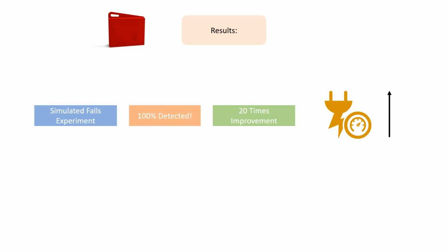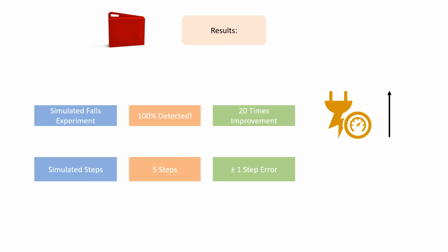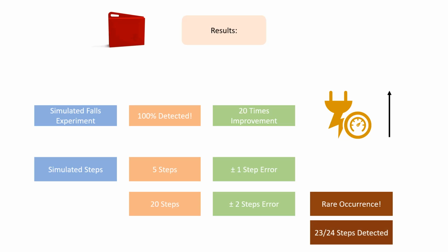The experiment results show that all simulated falls are detected, while the power consumption is reduced by approximately 20 times. Steps could also be detected with an error of plus or minus 1 for 5 steps and plus or minus 2 for 20 steps. However, sometimes 1 or 2 additional steps are detected, resulting in 23 or 24 detected steps.